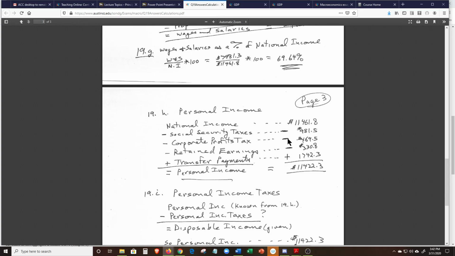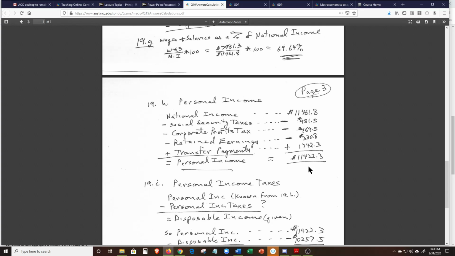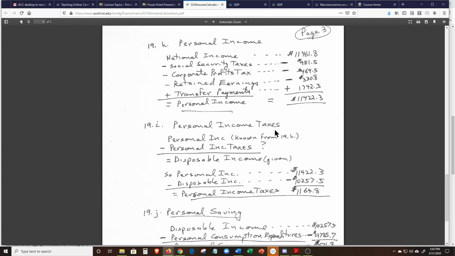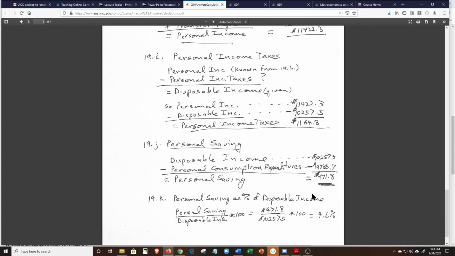And then we try to get personal income, so we have to subtract Social Security taxes, corporate profits taxes, retained earnings, and add transfer payments to get personal income. And personal income taxes we have to figure out. And we know that personal income, known from here, minus personal income taxes equal disposable income. So if we know personal income and we know disposable income, which is given, we can figure out personal income taxes.